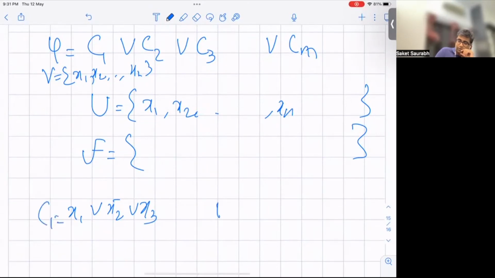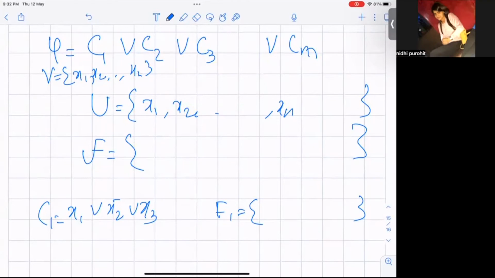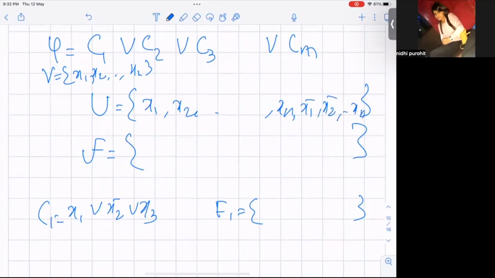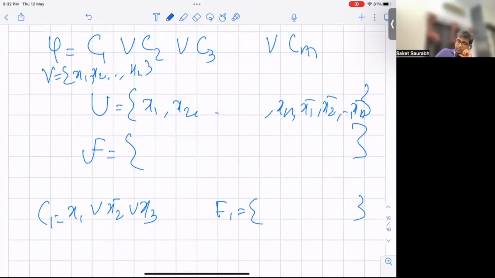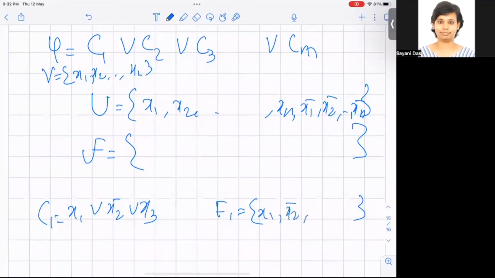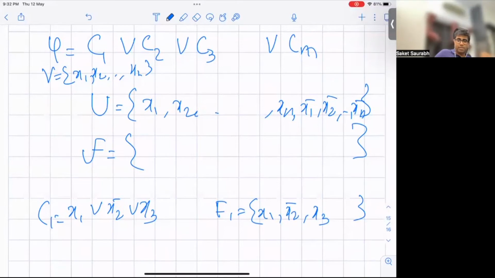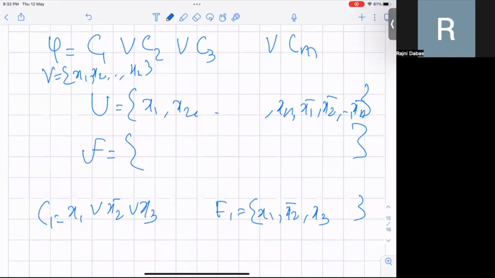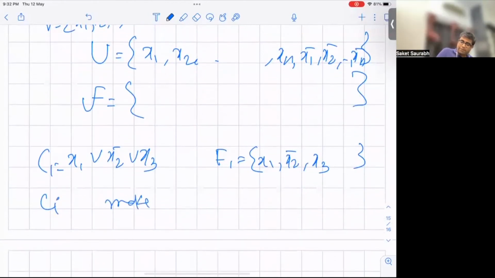Suppose this is my clause C1. What should be the set for this? We'll take negations also in the universe. Then you take the universe as literals, not just variables. And now clauses, what should be in F1? What's my set corresponding to my clause? x1, x2 bar, x3. So corresponding to each clause, I make a set: given Ci, make Fi a set containing the literals in Ci. Is that fine?